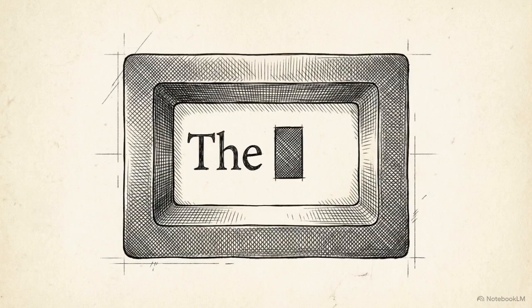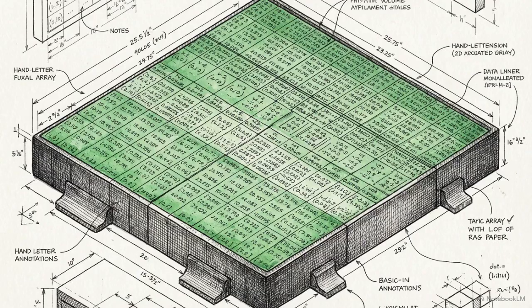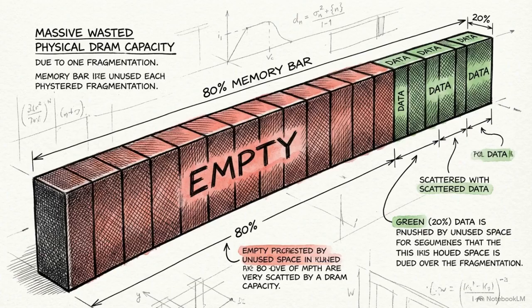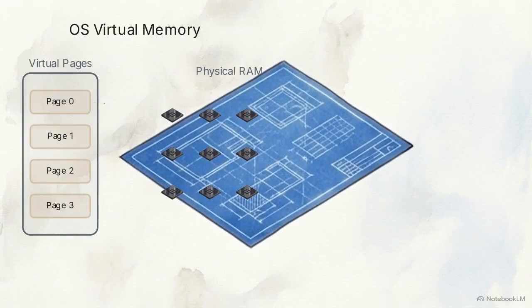As an LLM generates text, it builds a history of key and value vectors called the KV cache. Pre-allocating the maximum possible continuous memory sequence for each request results in massive fragmentation, wasting up to 80% of the DRAM capacity. The solution mirrors OS virtual memory paging.